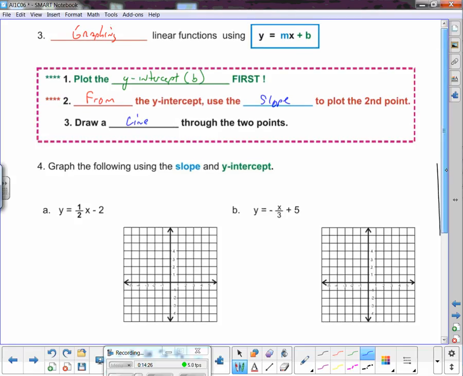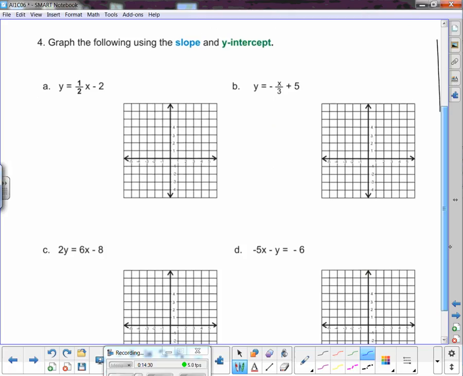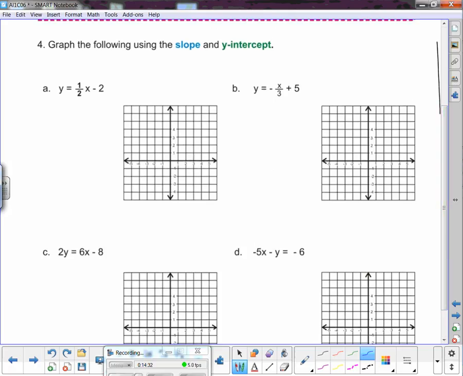Okay. It's not too bad. 3 things. We can do that. And the last one, draw a line through it. Come on, right? I mean, it doesn't even take any brain power for that one.